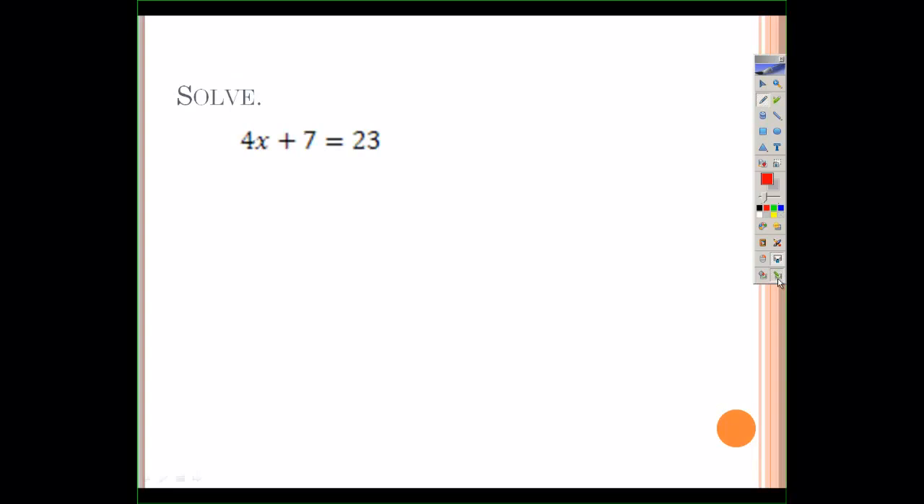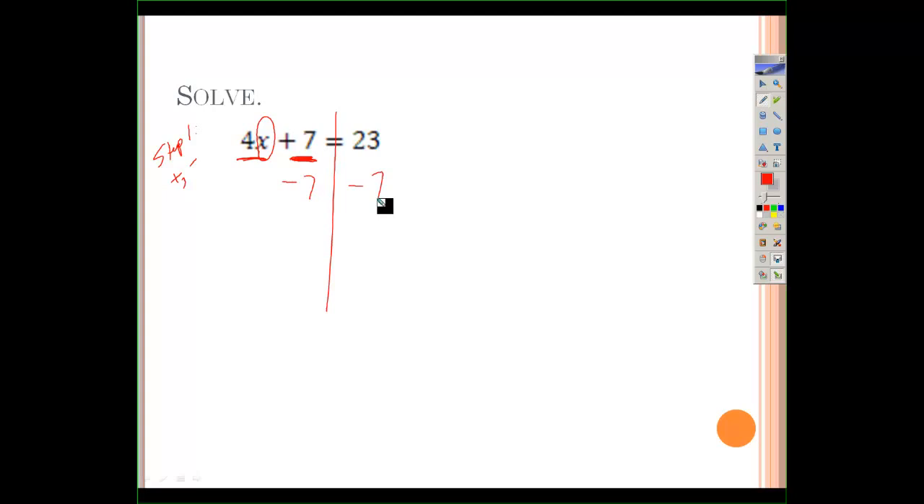Okay, so let's look at the equation here. This time we've got two things in our way. We want our x variable, and we've got the 7 to get rid of and this 4 to get rid of. Now, we could either divide to get rid of the 4 or subtract to get rid of the 7. However, step 1 says add or subtract first. So I want to get rid of this positive 7, and I can subtract to get rid of the 7.